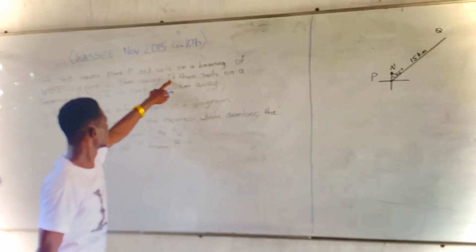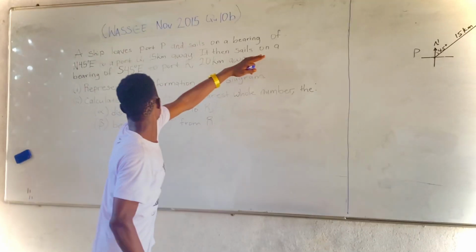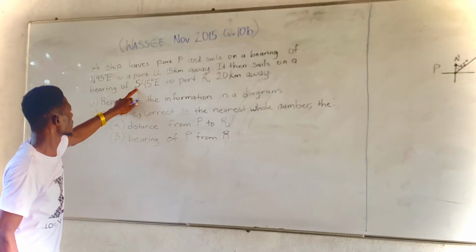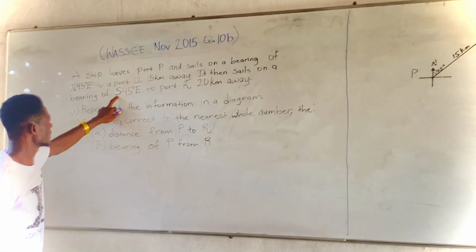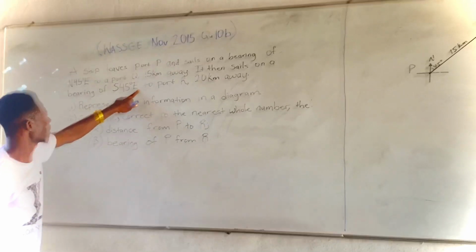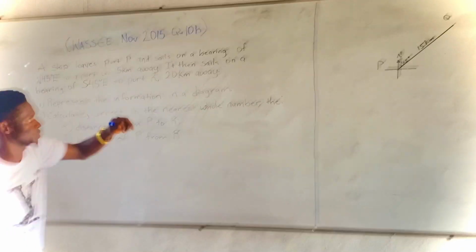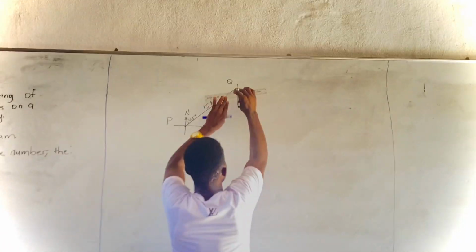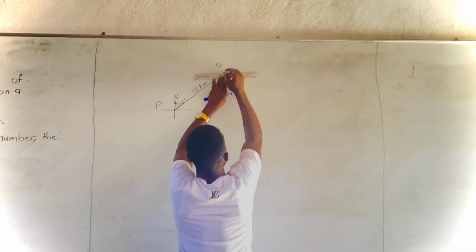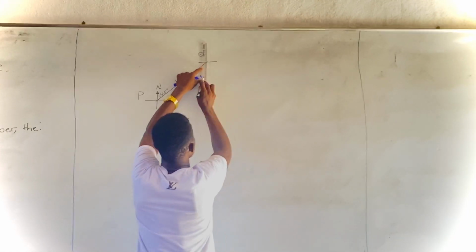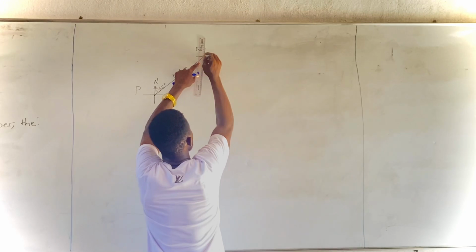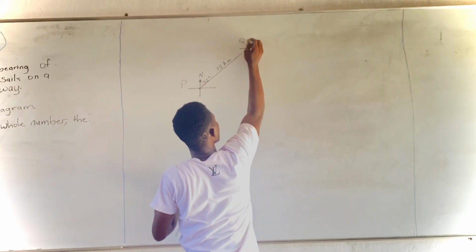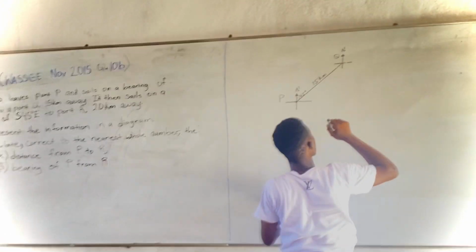It continues. It then sails on a bearing of 45 degrees south of east, meaning from south, it travels 45 degrees towards east from the point Q. So it means that the point Q should also be represented with a compass. So this is how a compass is drawn. The four cardinal points always indicate the north line. So this is the north line.